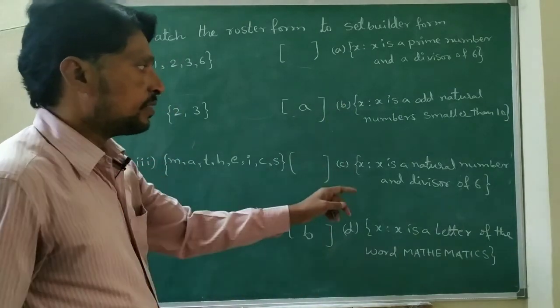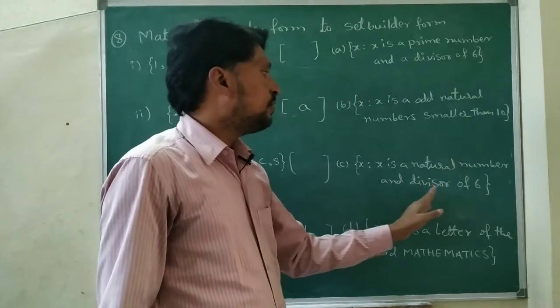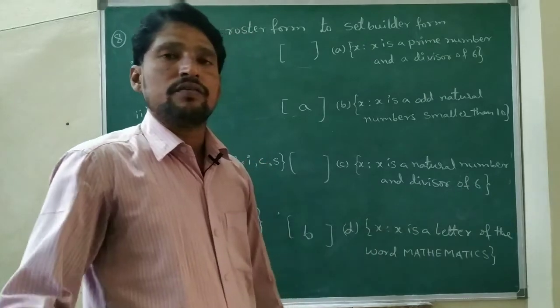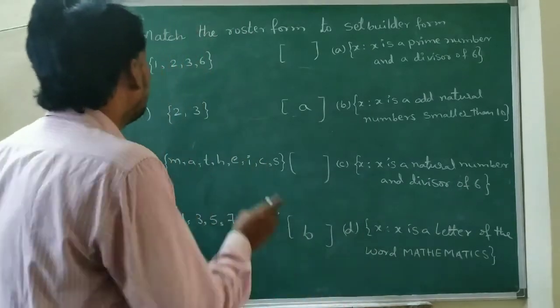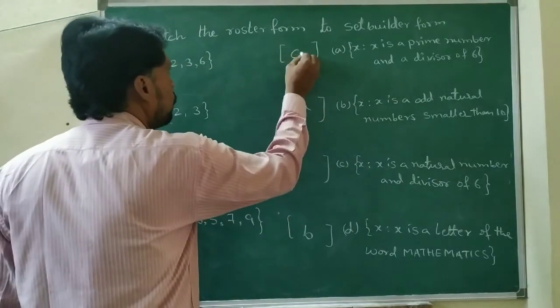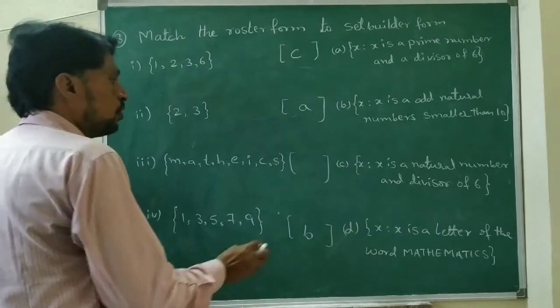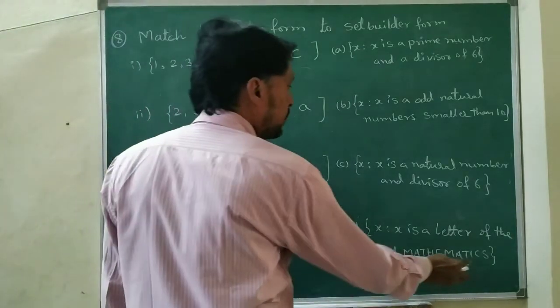Next one is C: x such that x is a natural number and a divisor of 6. What are the divisors of 6? 1, 2, 3 and 6. Means 1, 2, 3, 6, we can get here. First one is C.